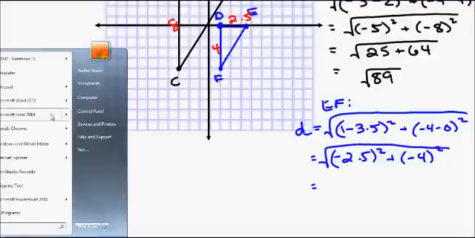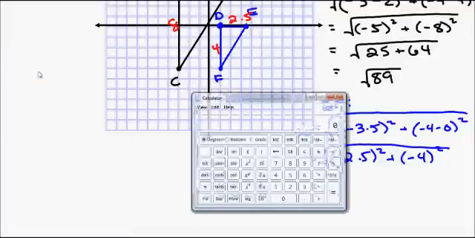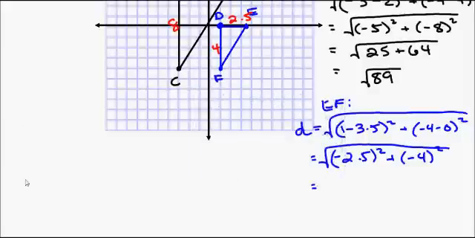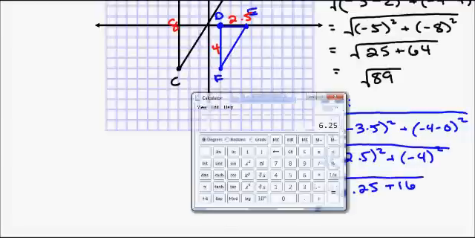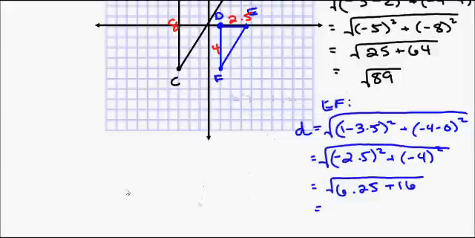I'm not really sure off the top of my head what negative 2.5 squared is. 6.25. And that's a 16. So what is 6.25 plus 16? We have the square root of 22.25.